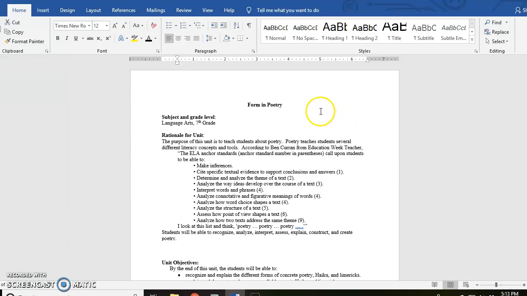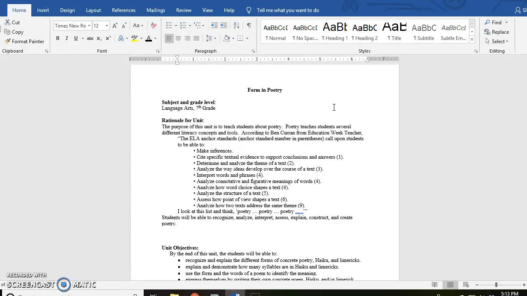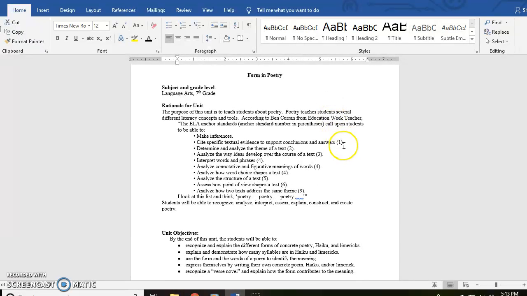Okay, here is my teacher work sample, my 10 lessons. What I will be teaching is form in poetry. This would be in language arts classes for the 7th grade level. The purpose of this unit is to teach students about poetry. It teaches a lot of different literacy concepts and tools.